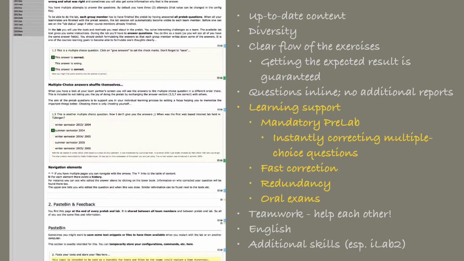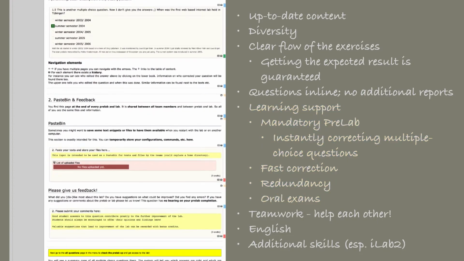Okay, we have the instantly correcting multiple choice questions. This is again about feedback. You need fast feedback in order to learn from your errors. This is what we implement: fast correction. We have redundancy, meaning you hear about the most important topics in the lecture, in the pre-lab, in the lab, and then you learn again for the oral attestation. That means you heard about it at least 4 times, and hopefully when I wake you up in 2 years at night, you will still remember how TCP congestion control works.